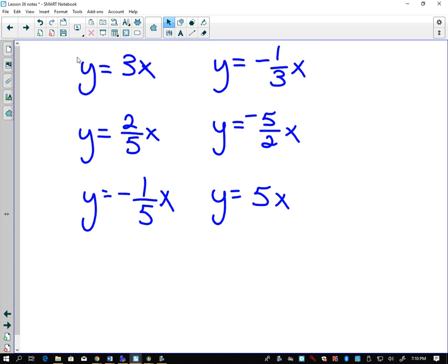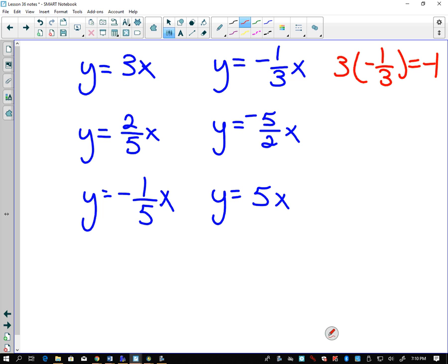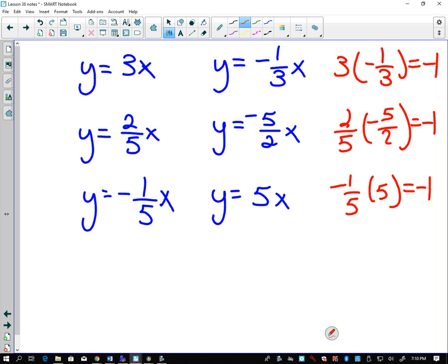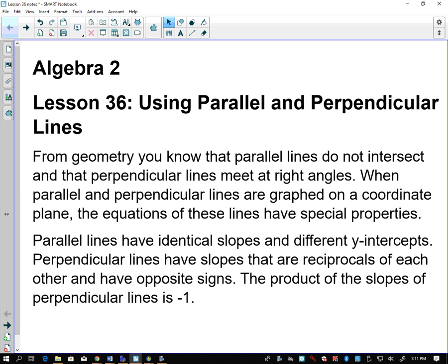If I multiply these things, that's what they're getting to on the last slide: if I ever multiply the slopes of perpendicular lines, 3 times negative 1/3 is going to equal negative 1. 2/5 times negative 5/2 is going to equal negative 1. Negative 1/5 times 5 is going to equal negative 1. So the product of the slopes of perpendicular lines is always negative 1.